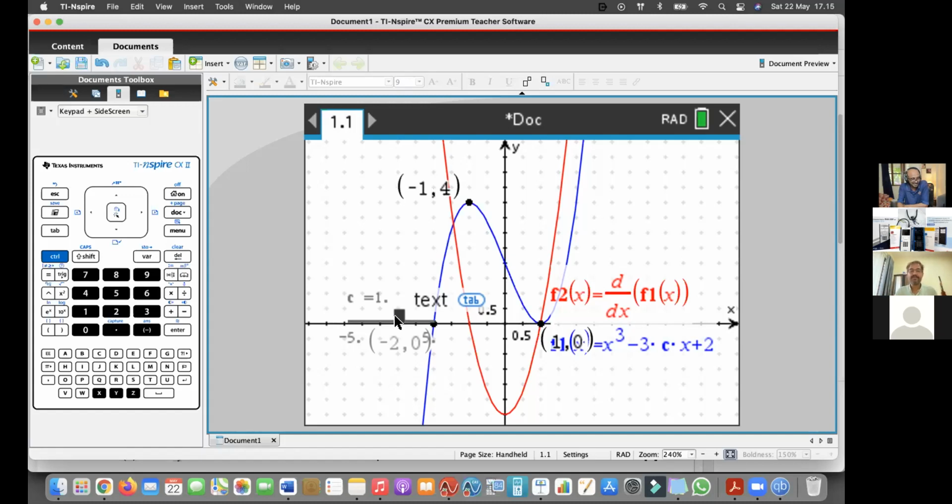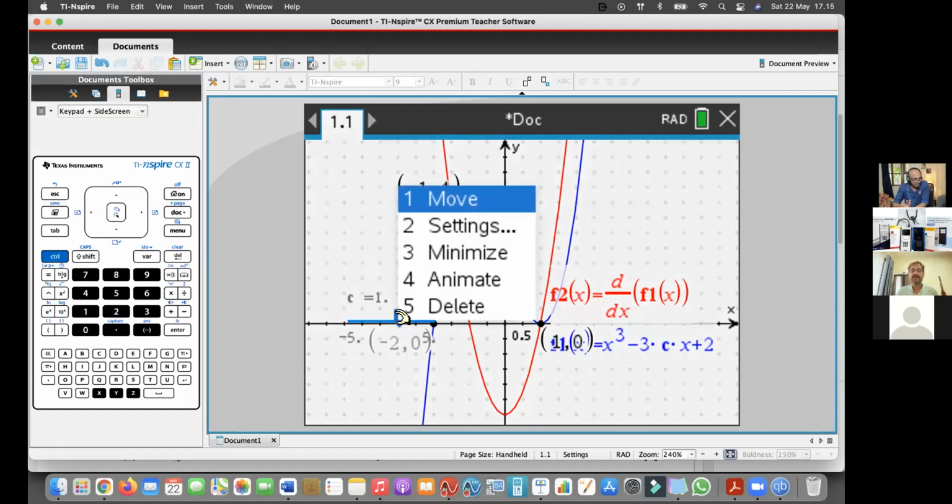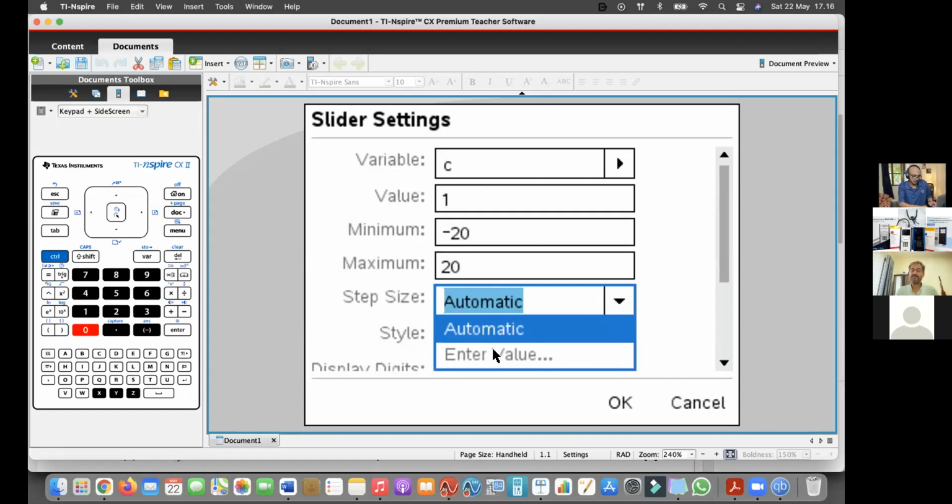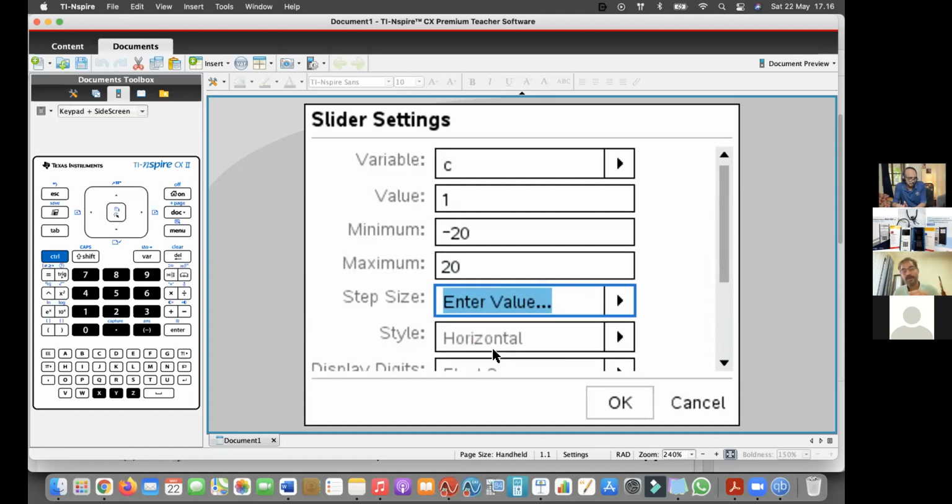Now, in any computer, in any machine related with computing, right click is the solution of everything. So out here, just right click on the slider. Do you see this setting? This is your setting. Your variable is C, value is 1, minimum is -5. If you want to make it -20, you can make it -20. Maximum is +20. Now the step size is when you move from one value of C to another value of C, what is your step size? You can either keep automatic or you can enter your value.